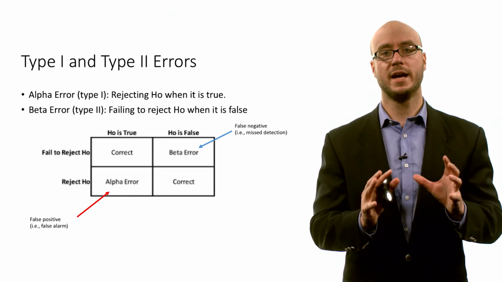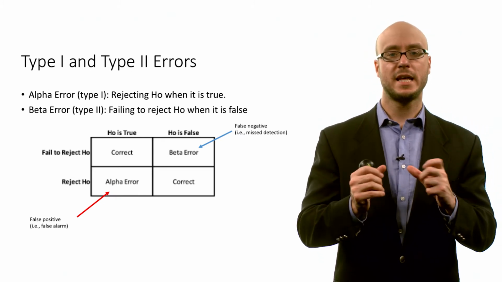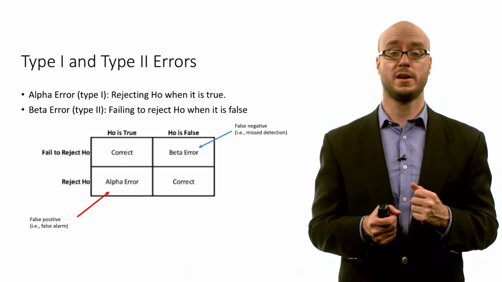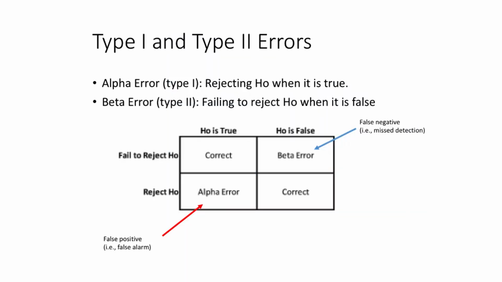Now before we do that, you should keep in mind that there is a possibility of making an error here. We can make two kinds of errors. First of all, we could reject the null, but the null might in fact be true. We call that a type 1 error, or sometimes an alpha error. It's also possible that we could fail to reject the null when in fact the null is false.